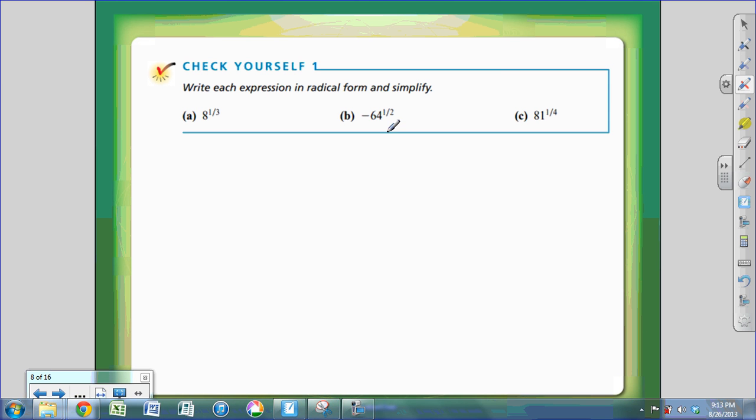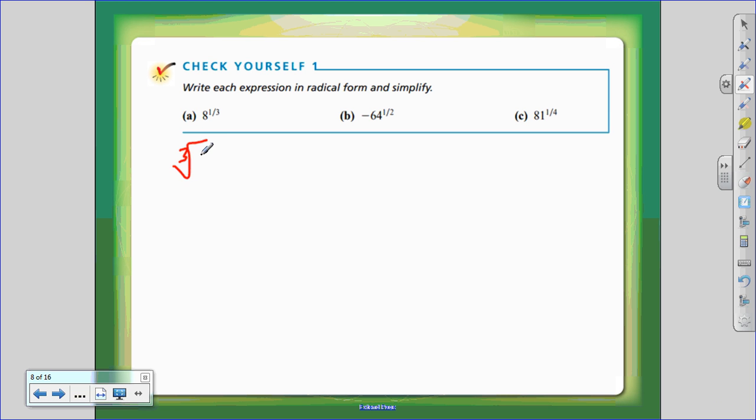Okay, so A would be the cube root of 8, which is 2. This would be the negative square root of 64, which is negative 8. And this one would be the 4th root of 81. That one was kind of tricky. It is actually 3.